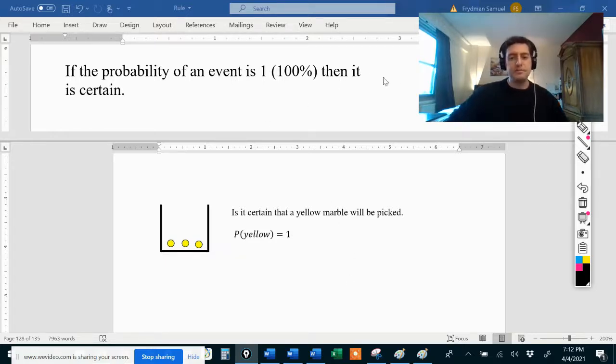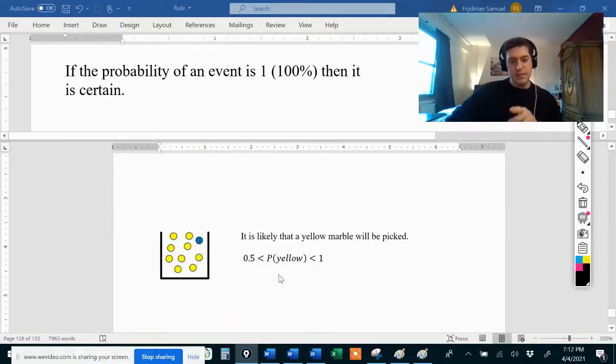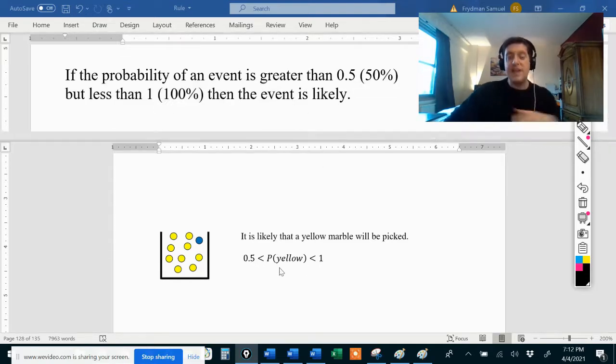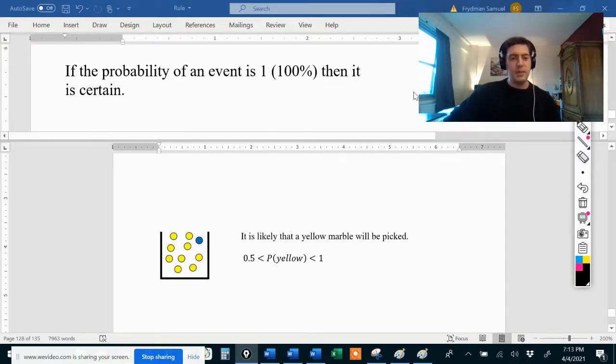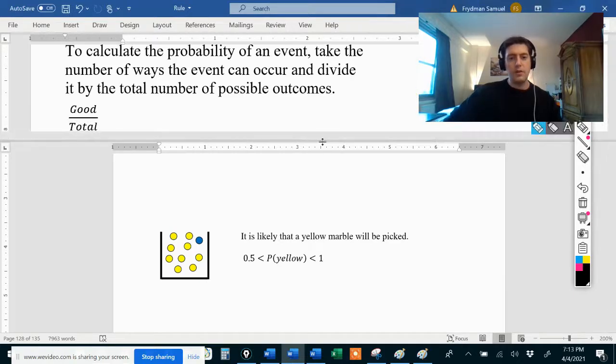All right, now I told you that we would actually, so for example, back here, if something is likely, I know it's between 0.5 and 1. I know it's somewhere in there. Can I say exactly what the probability is? Yes, I can. So let's talk about how to calculate probabilities now.